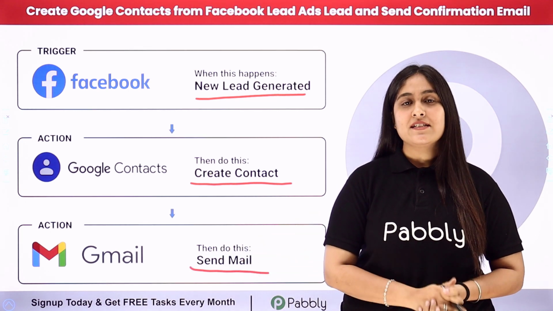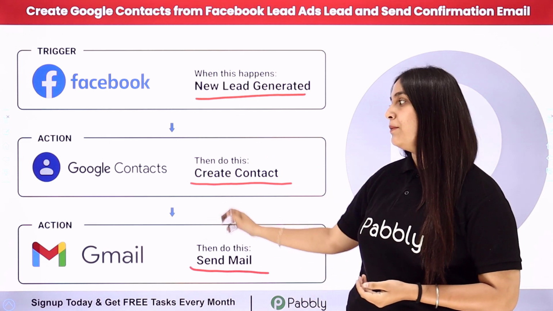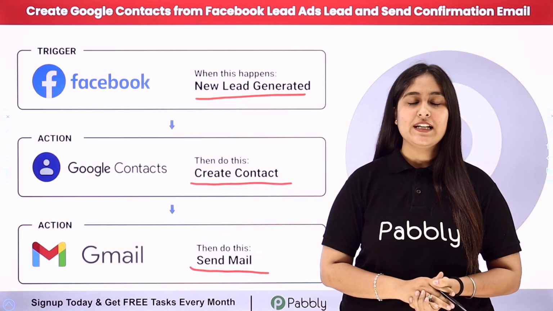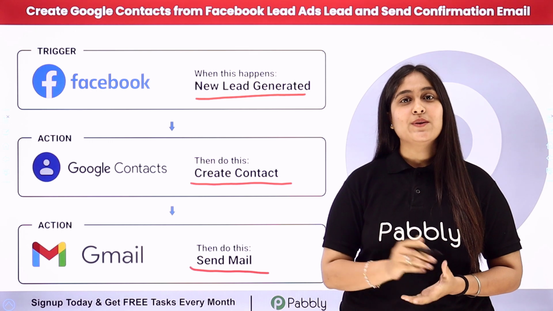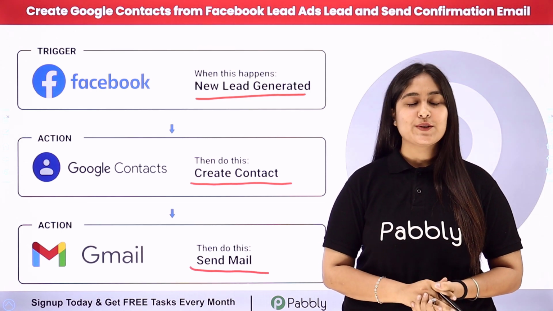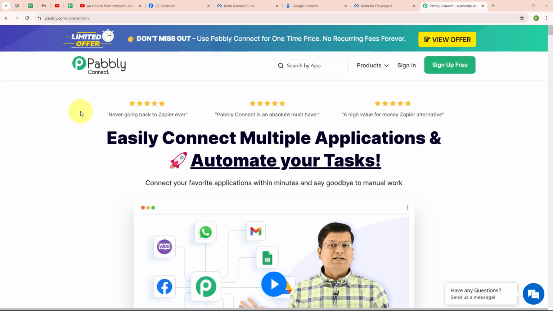So here to automate this entire process, I am going to connect these applications using an automation software named Pabbly Connect. To learn this process step by step, let me take you to my screen. Welcome to my screen. In this video, we are going to learn how to automatically create Google contacts from Facebook lead ads leads and send confirmation email.